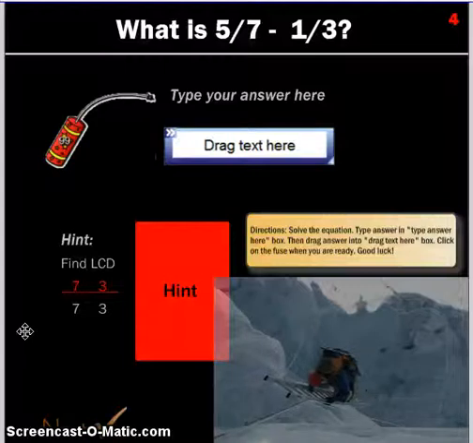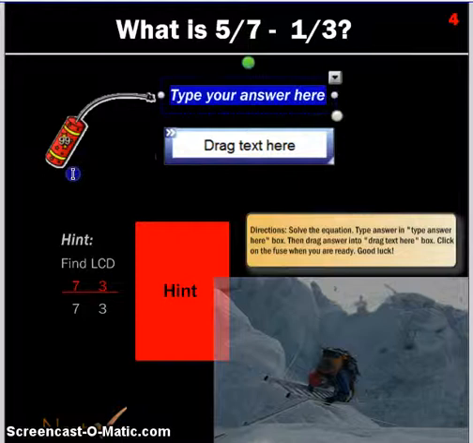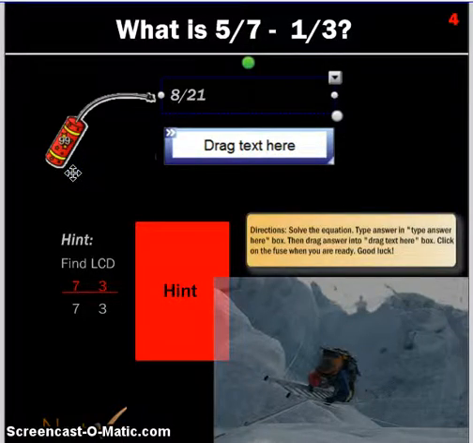So they would take their 5/7 and change the denominator and the numerator. So it would be 15 over 21 minus 7 over 21. And the answer would be 8 over 21.